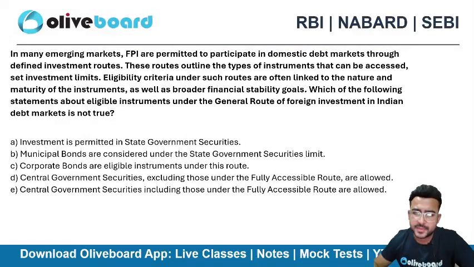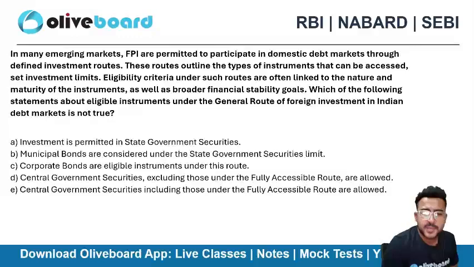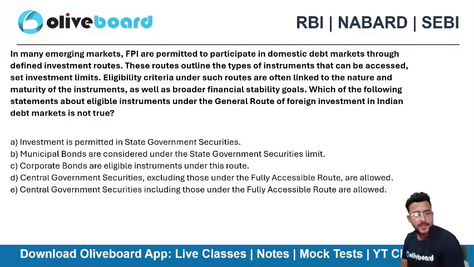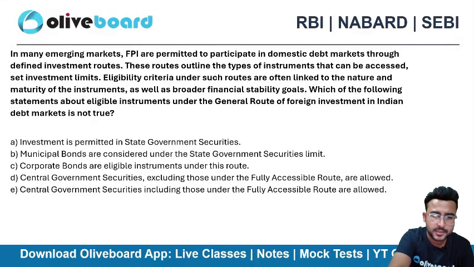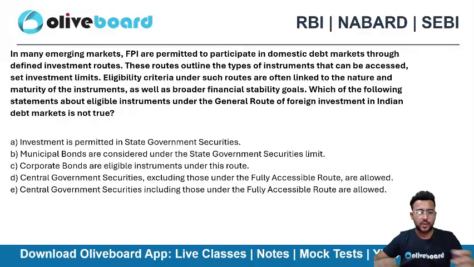In many emerging markets, FPIs are permitted to participate in the domestic debt market through defined investment routes. These routes outline the types of instruments that can be accessed, and set investment limits as well. So eligibility criteria under such routes are often linked to the nature and maturity of the instrument, as well as the broader financial stability goals. Which of the following statements about the eligible instrument under the general route of the foreign investment in the Indian debt market is not true? So we need to identify which statement is not true here.